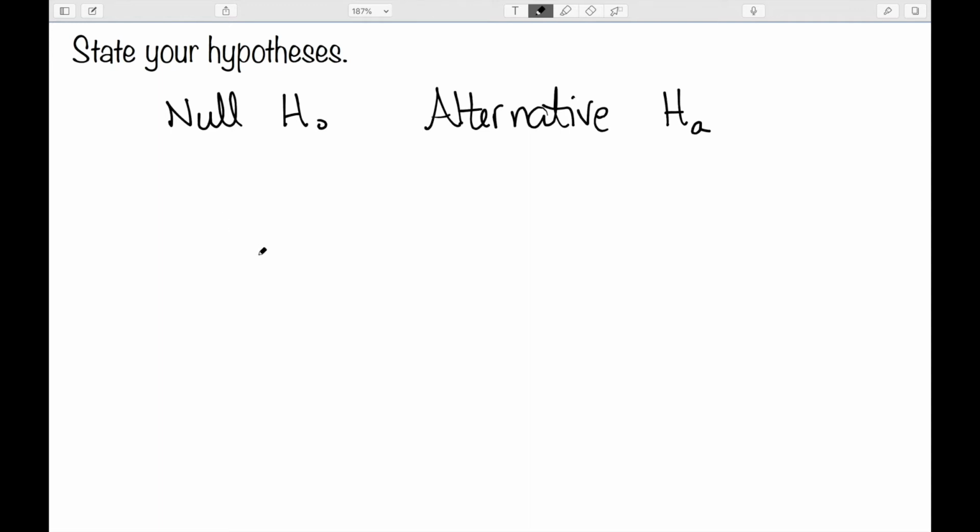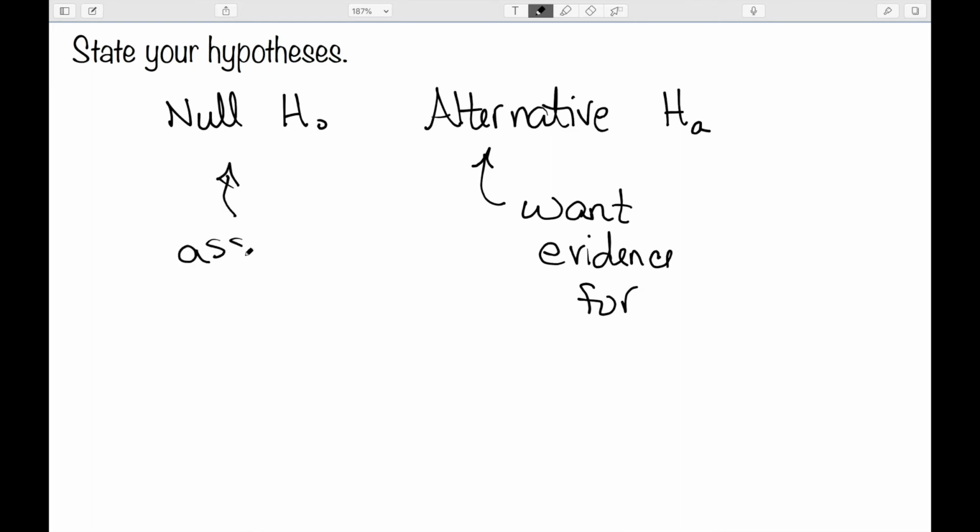As a result, whenever we set these up, the alternative is the one that we want evidence for, or that we're trying to prove. So we want to try to prove the alternative hypothesis and assume the null hypothesis. We will assume this one's true, and we want evidence for this one.